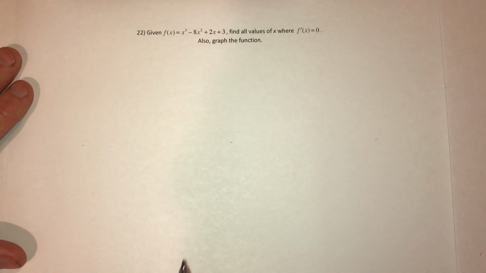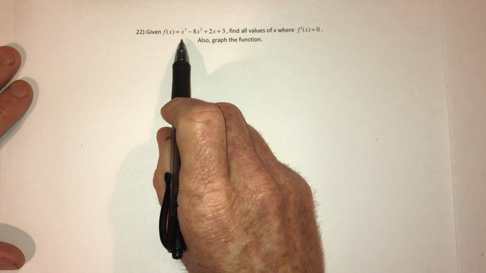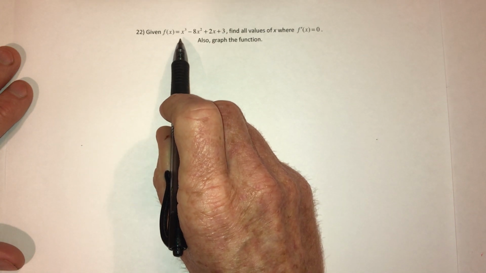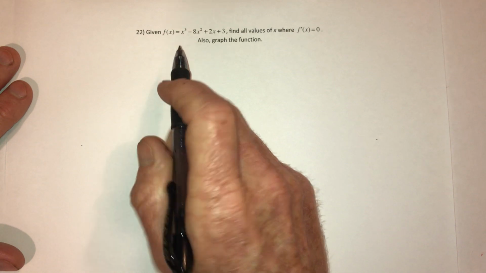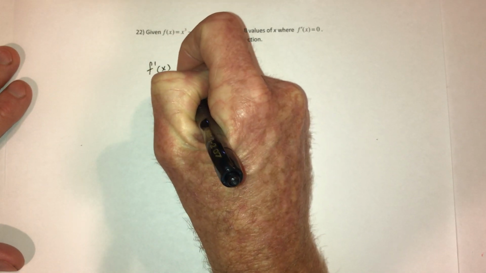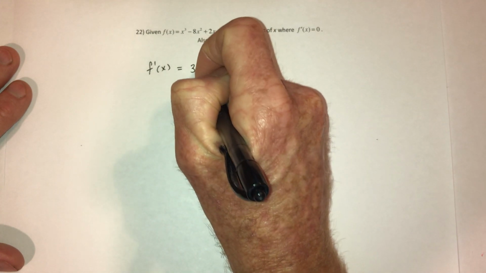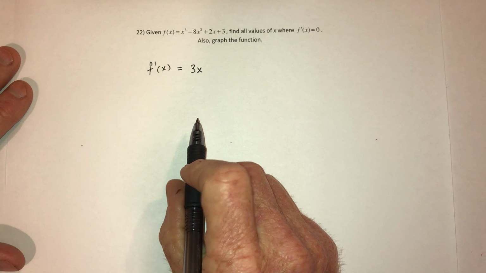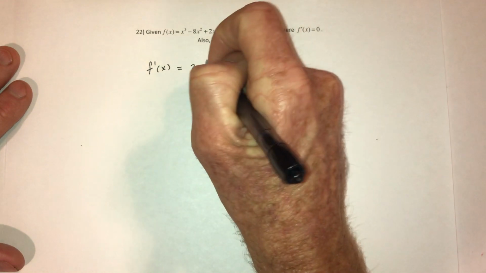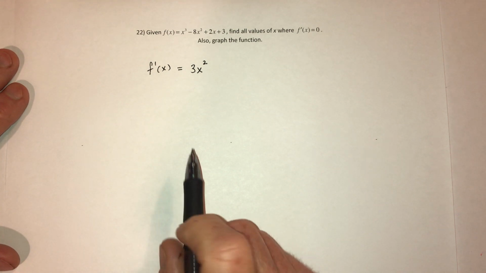Now we're going to use the power rule to find the derivative. So instead of doing the limit and taking all those extra steps, which are fun, we're going to use the power rule. So the derivative is going to be, you take the exponent, bring it in front and multiply, and then subtract 1 from the exponent. So the derivative for x cubed is 3x squared.